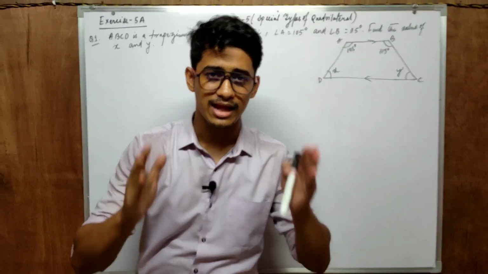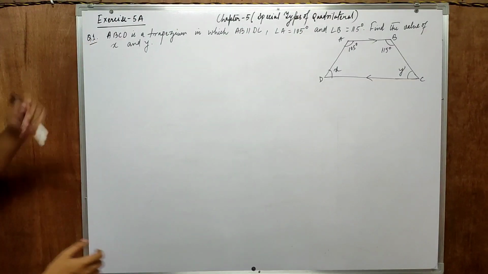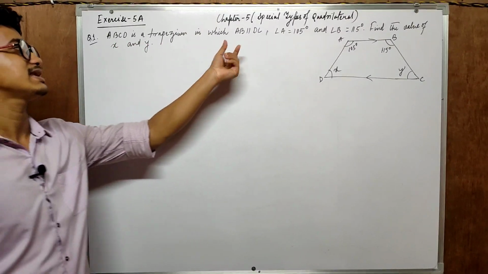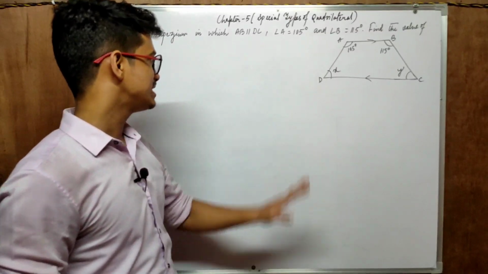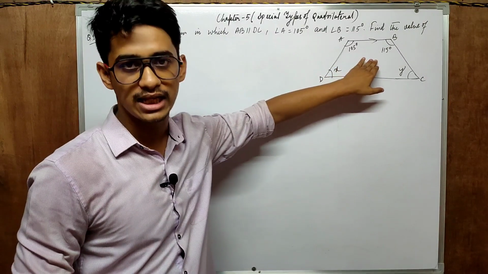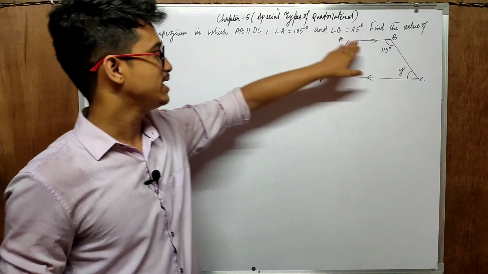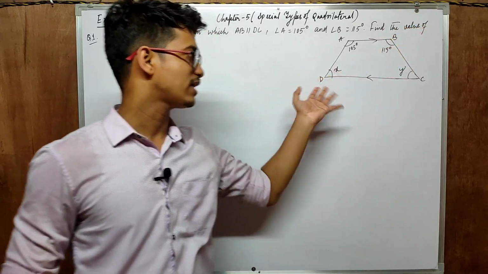Now let's start exercise 5A by looking at question number 1. What is question number 1? ABCD is a trapezium in which AB is parallel to DC. The value of angle A is given. This is the shape of a trapezium, we know that. And angle B equals 115 degrees. Find the value of x and y.